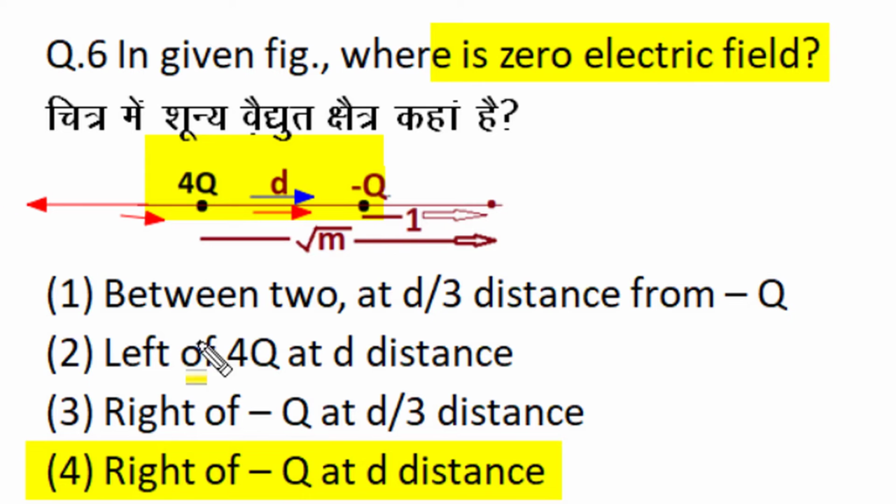So for like polarity charges, electric neutrality will exist in between, on the joining line of the two charges, and for opposite polarity, electric neutrality will be on the outer side of the smaller magnitude charge. Here it is on the outer side of the minus q charge.